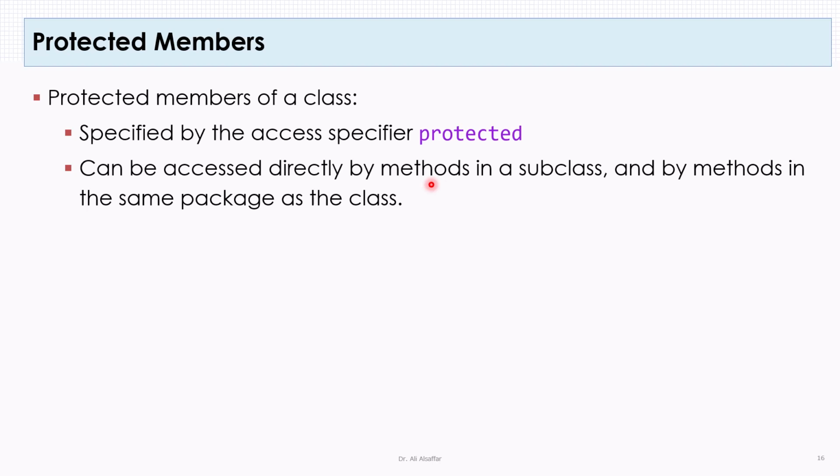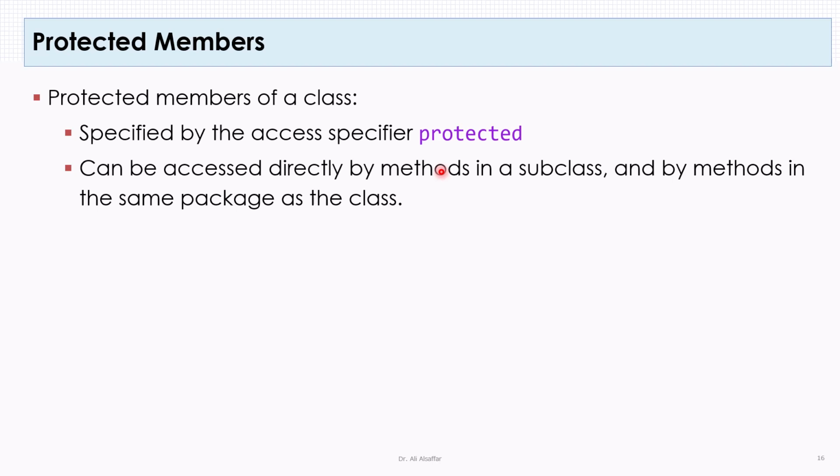In addition to these access specifications, Java provides a third access specification that is called protected. So what is a protected member? A protected member of a class may be directly accessed by methods of the same class, similar to private and public, or methods of a subclass, similar to public methods that are inherited. In addition to that, the protected members may be accessed by methods of any class that are in the same package as the protected member's class.